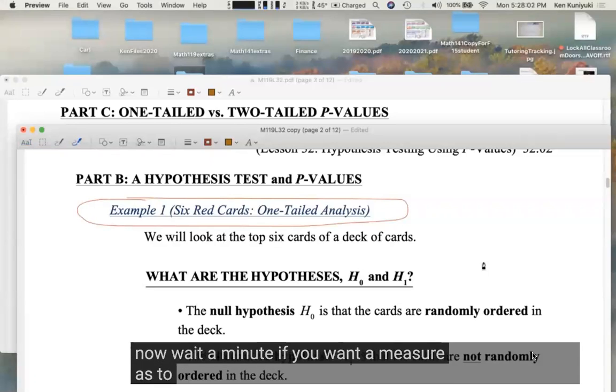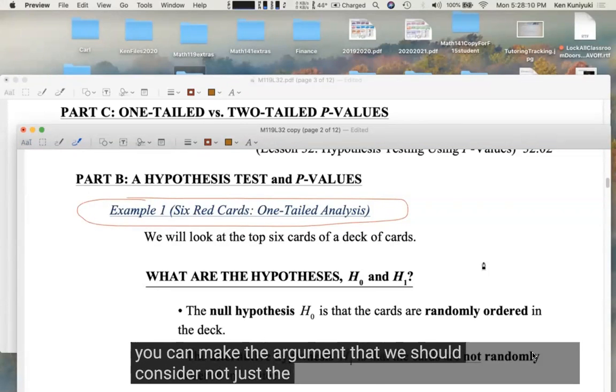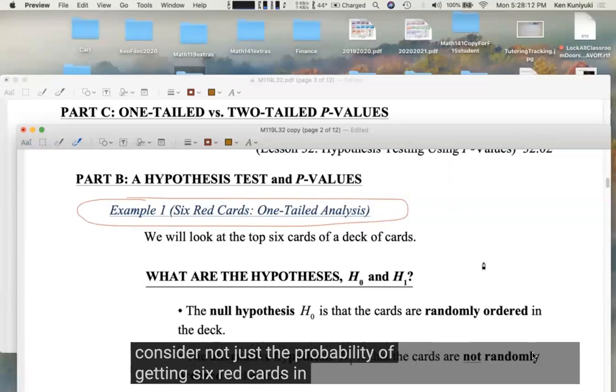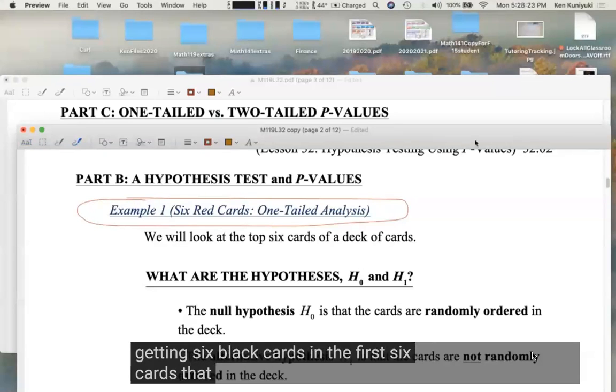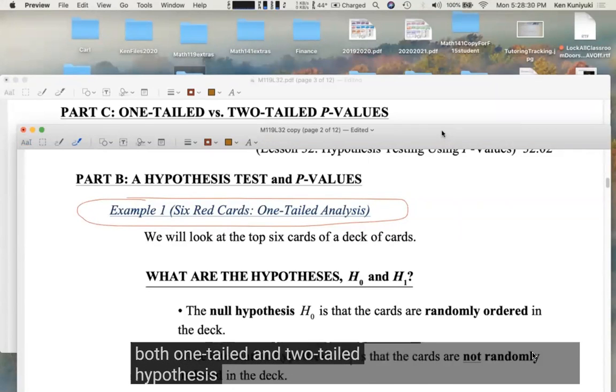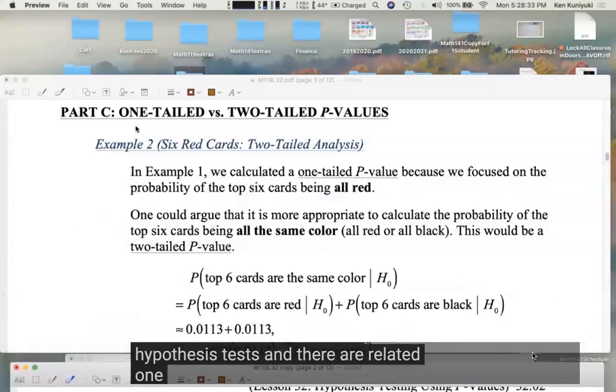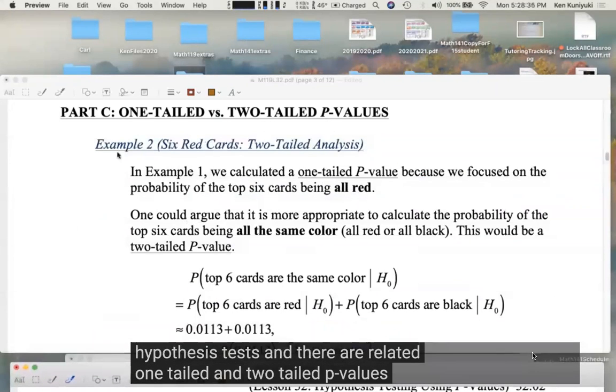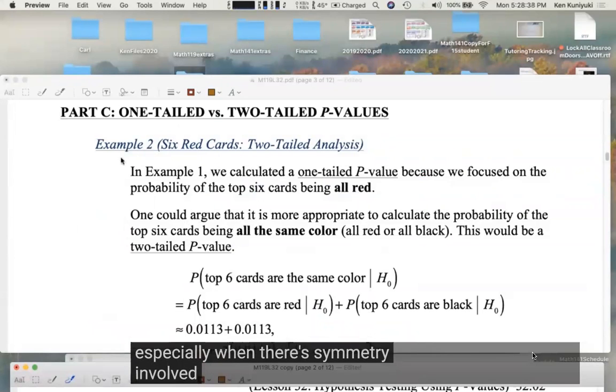If you want a measure as to how unusual that is, shouldn't we be fair? Shouldn't we also use symmetry? You can make the argument that we should consider not just the probability of getting 6 red cards in the first 6 cards, but also the probability of getting 6 black cards in the first 6 cards. That would be a two-tailed analysis. And it really depends on the structure of a test. You are going to see both one-tailed and two-tailed hypothesis tests. And there are related one-tailed and two-tailed p-values, especially when there's symmetry involved.